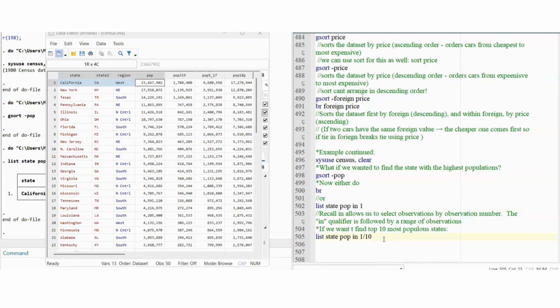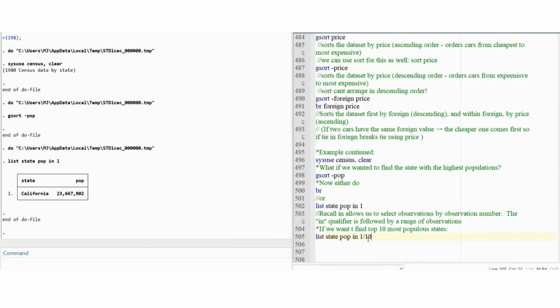If we wanted to find the top 10 most populous states, we know from browse we can see these are the top 10. And why am I sure that these are the most populous? Because we arranged our data set in descending order by population. So the state with the highest population comes first, then the one with the second highest population, and so on. And again, we can use list for this as well if we wanted to display the results in the results window. So here we want the first 10 observations because they represent the 10 most populous states, as the data set has been arranged in descending order based on population. So we'll do list state population in 1/10.